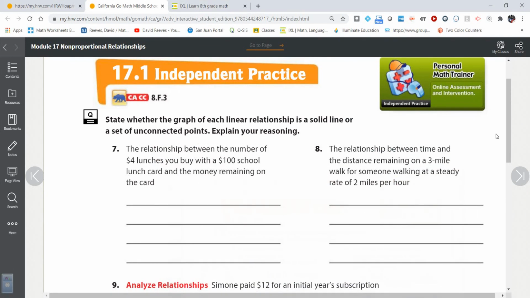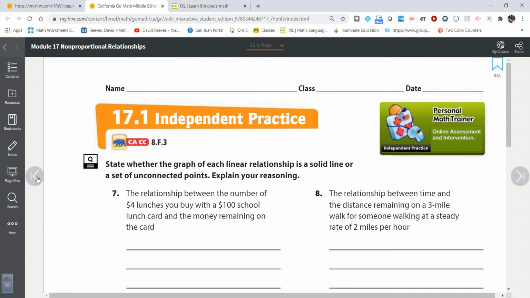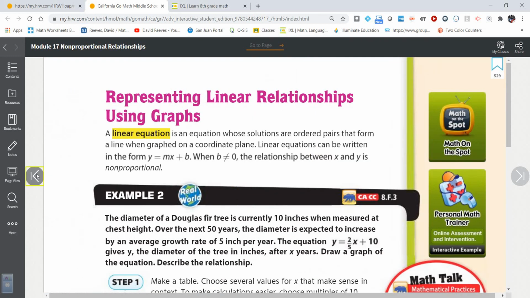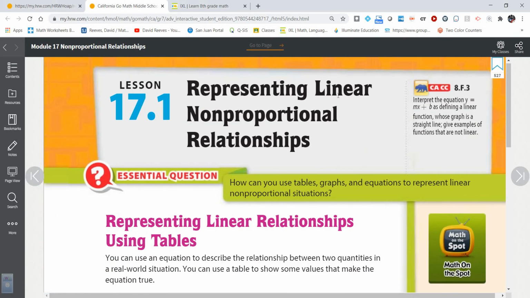Does that make sense? All right, well, I hope that makes sense, and I hope now you have a pretty decent understanding of linear, non-proportional relationships.